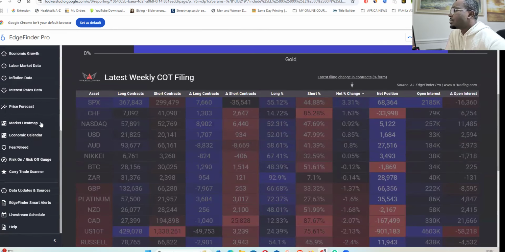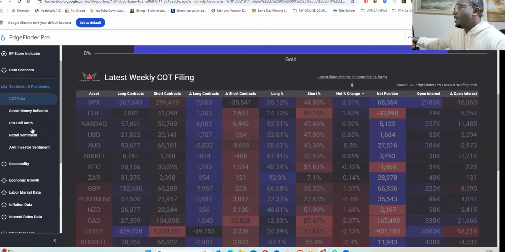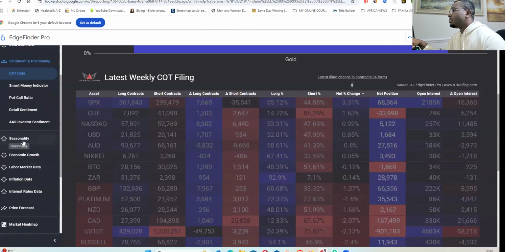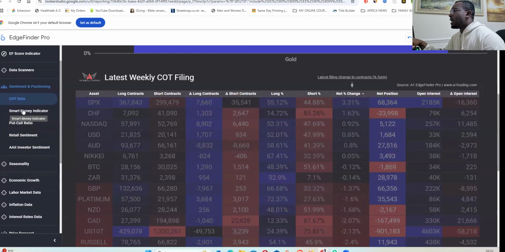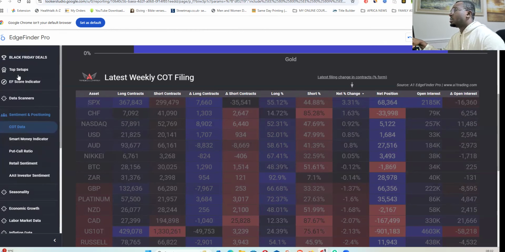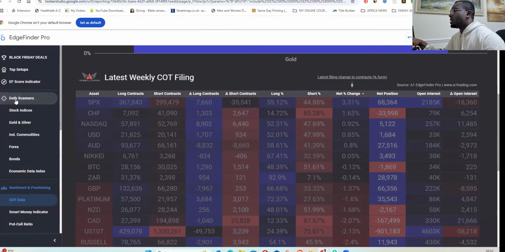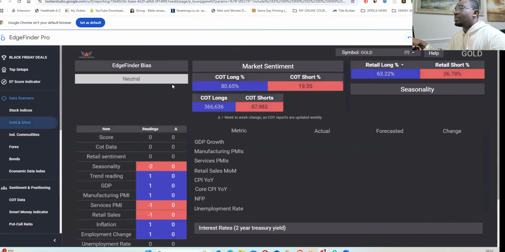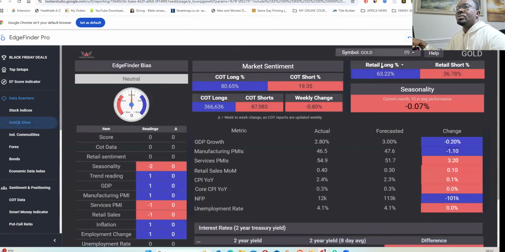Let me show you one more thing here. Okay, we need to round it up now. Let's look at the data analysis of gold right here. So this is gold.